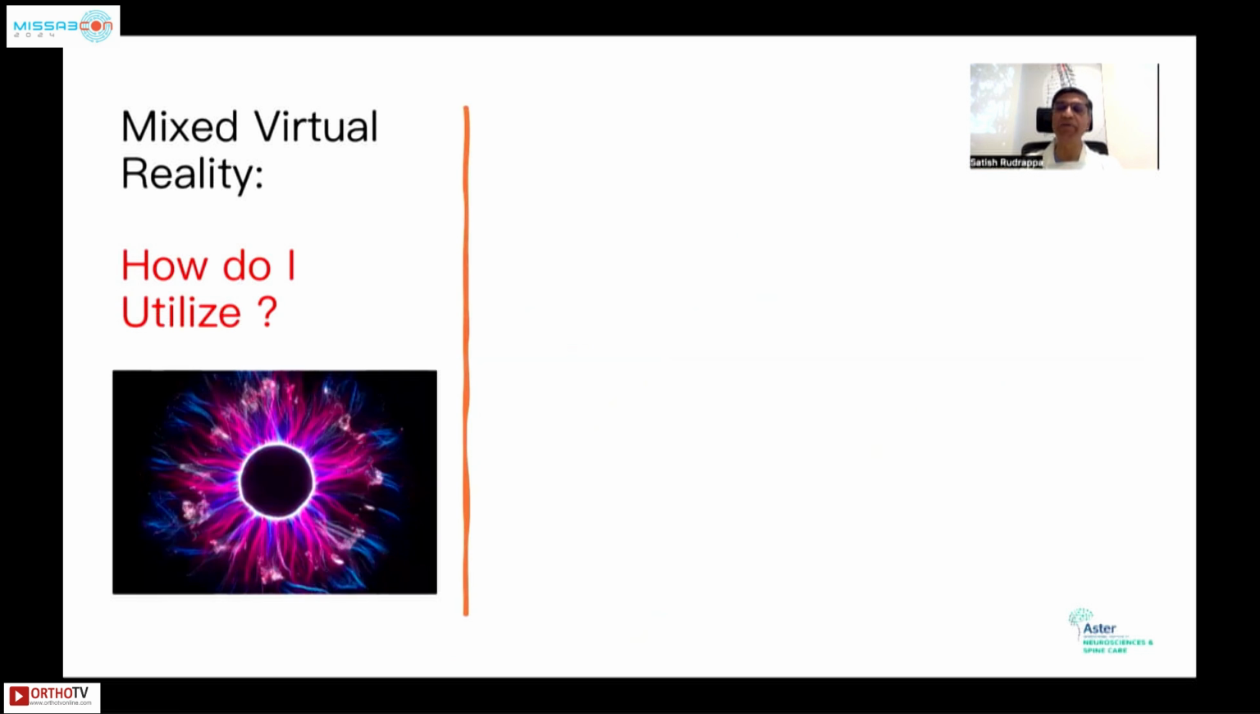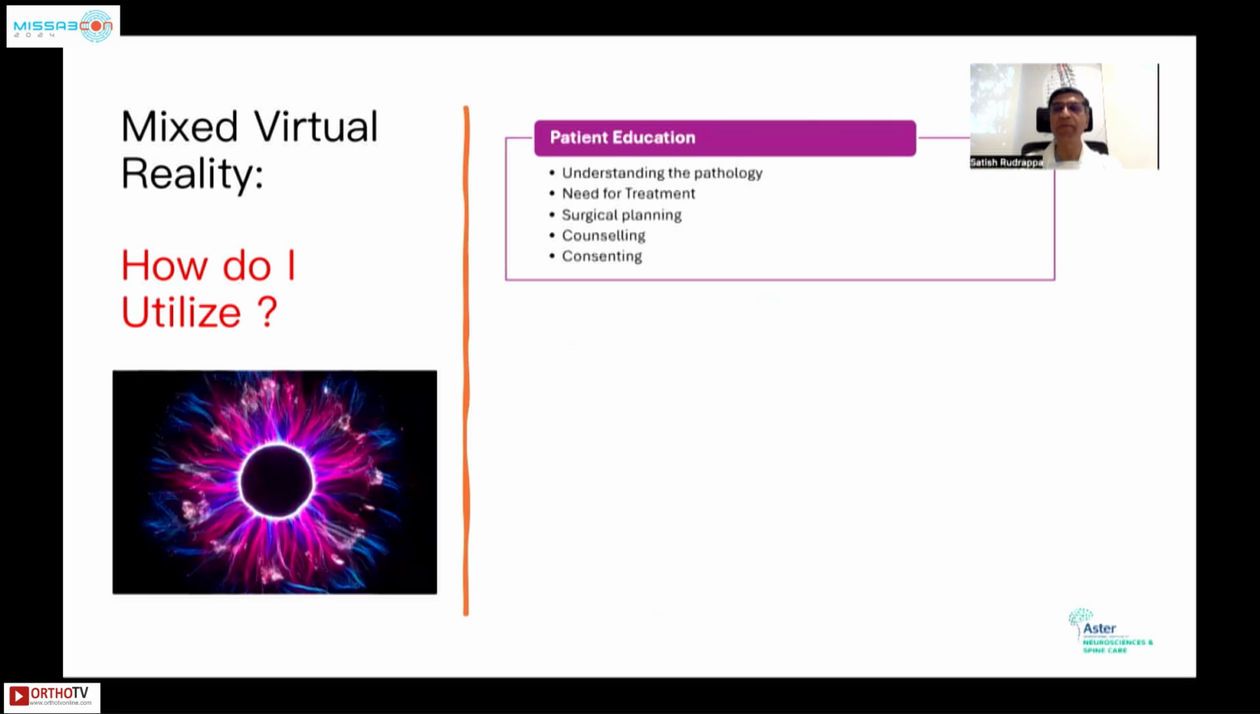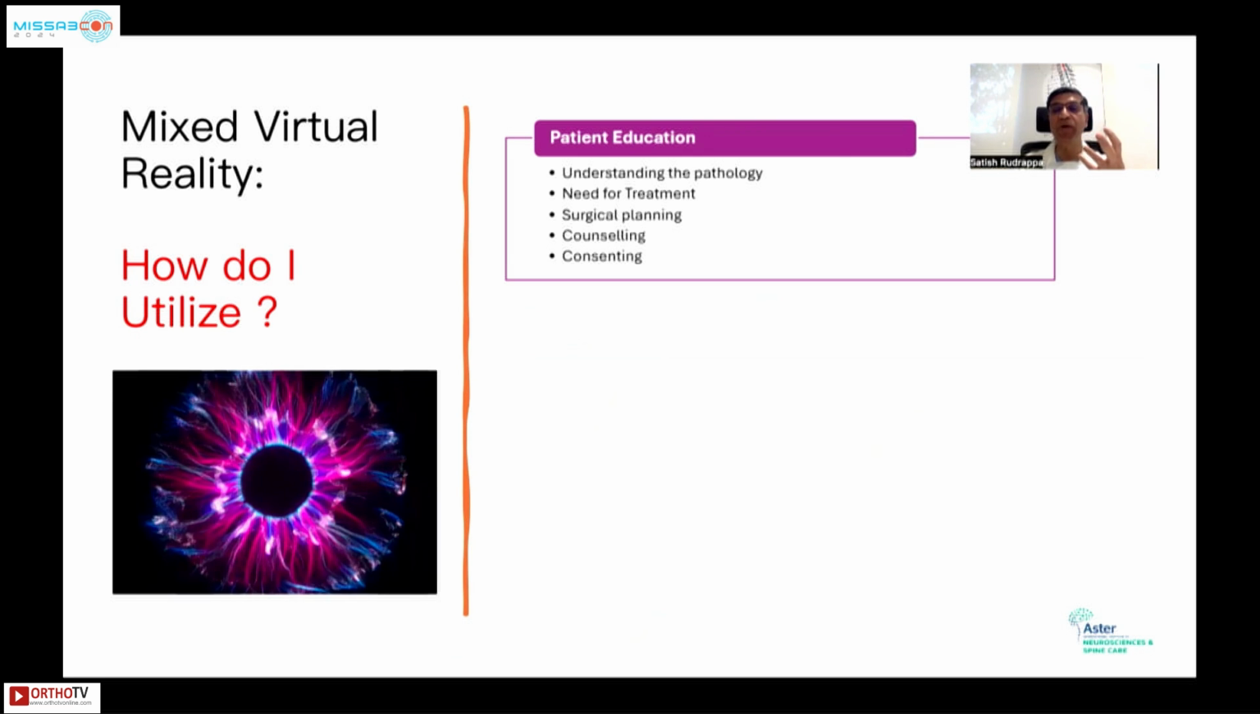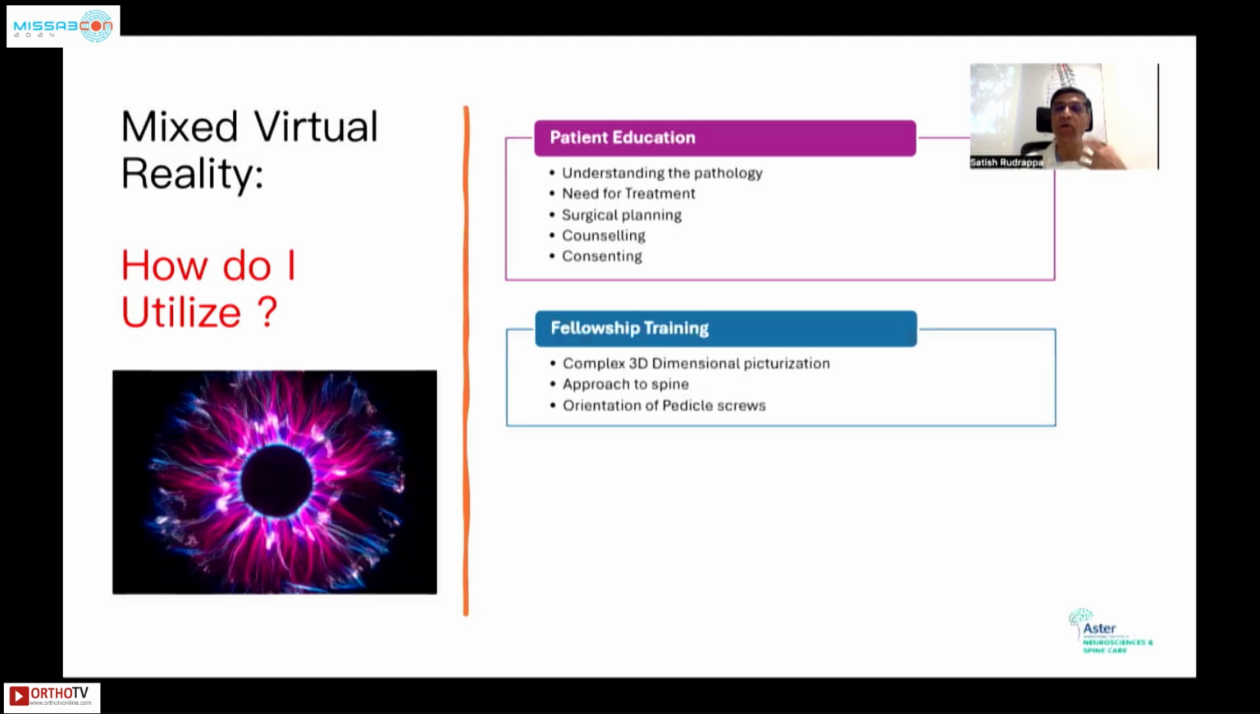So, how do I really use this technology? I'm using it mainly now for patient education, where I can explain what a deformity is, why surgery is required, how we plan to make the surgery safer, and what all things we go through as a surgeon before entering the surgical theater. That has helped patient outcome fantastically and significantly improved counseling as well as consenting for me. And it also helped me in fellowship training in the same way.